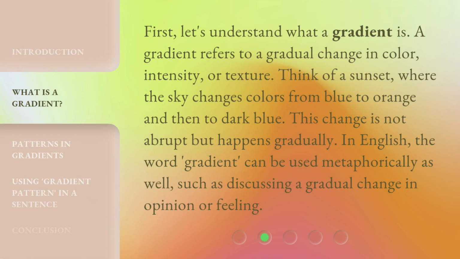First, let's understand what a gradient is. A gradient refers to a gradual change in color, intensity, or texture. Think of a sunset, where the sky changes colors from blue to orange and then to dark blue. This change is not abrupt but happens gradually. In English, the word gradient can be used metaphorically as well, such as discussing a gradual change in opinion or feeling.